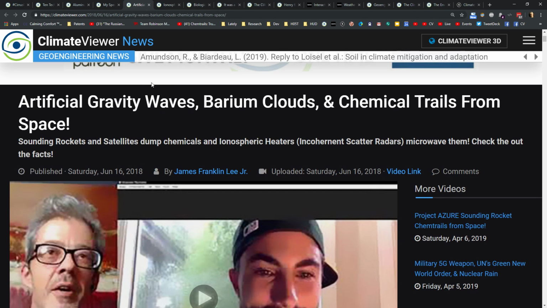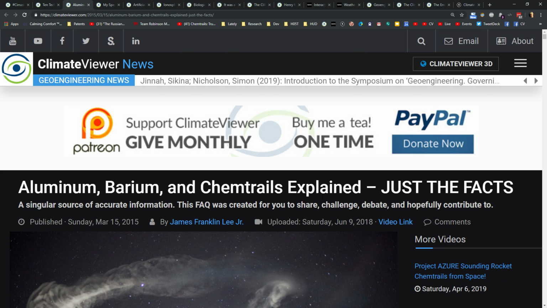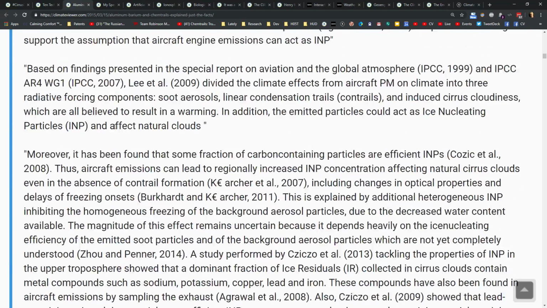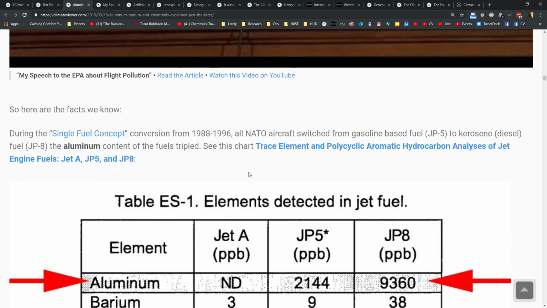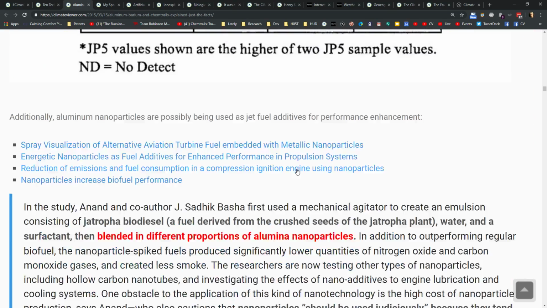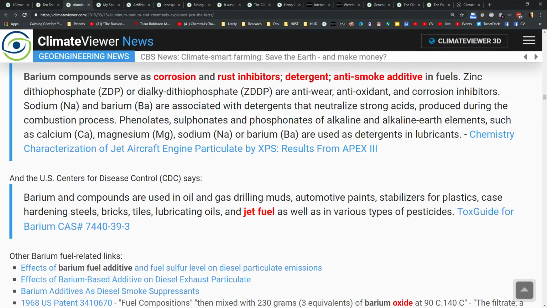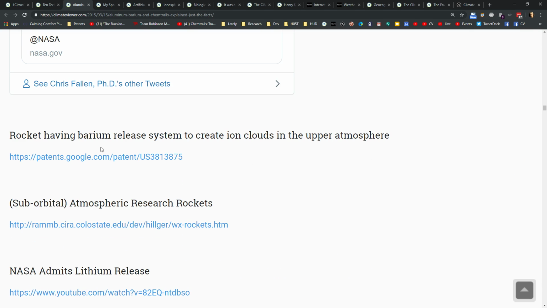So I've done a couple articles on this topic. Artificial gravity waves, barium clouds, and chemtrails from space. You could even go back to the article we were on earlier, aluminum, barium, and chemtrails explained. And if you go past the aircraft section, the very next section, which you can see, I'll scroll down. There's my EPA hearing. There's the metals in the thing. And then we are to other sources of barium. Obviously, it's all in that. Chris Fallon's tweet. And here.